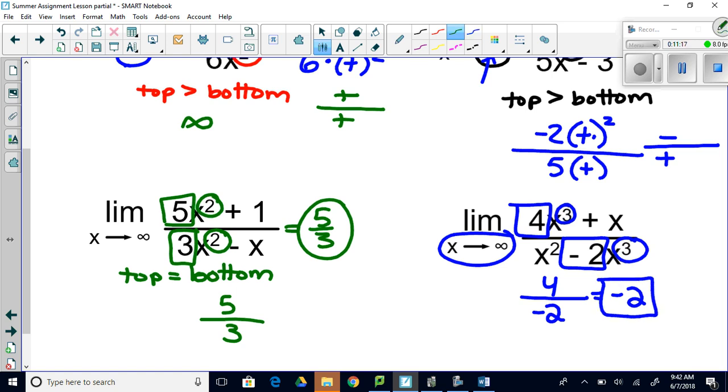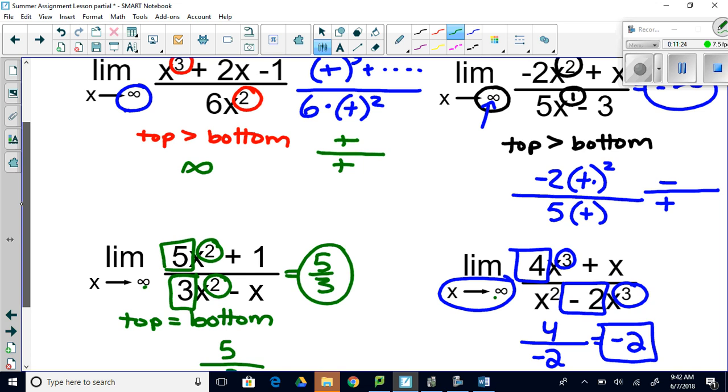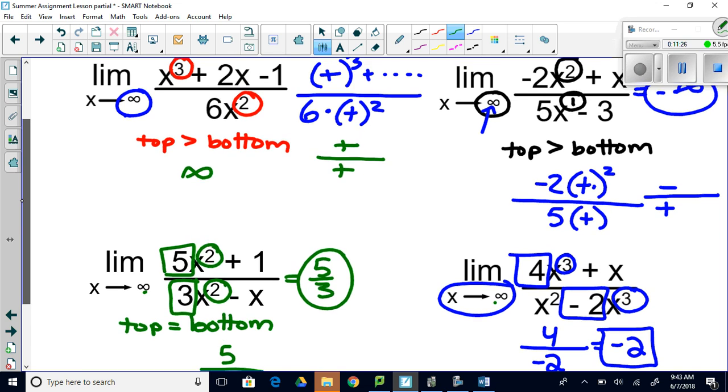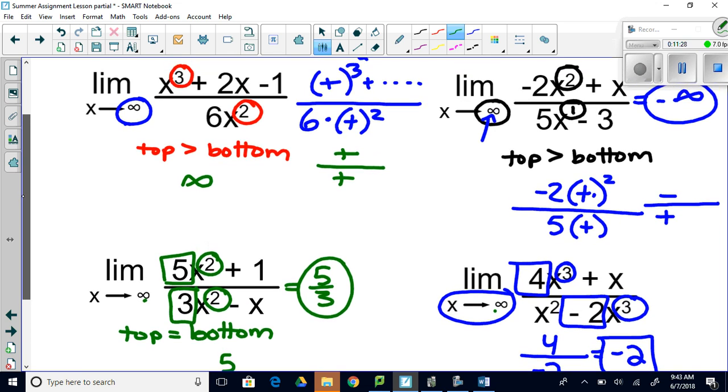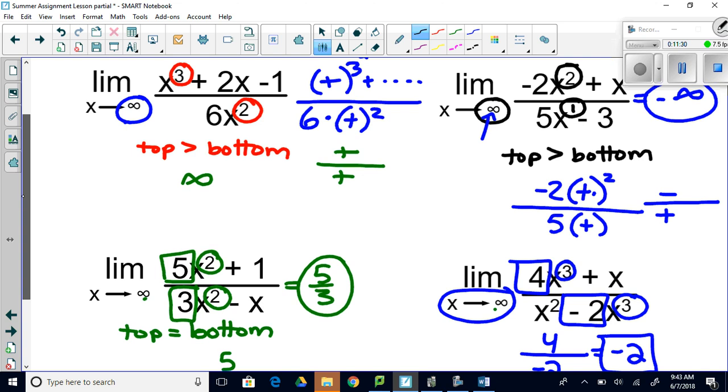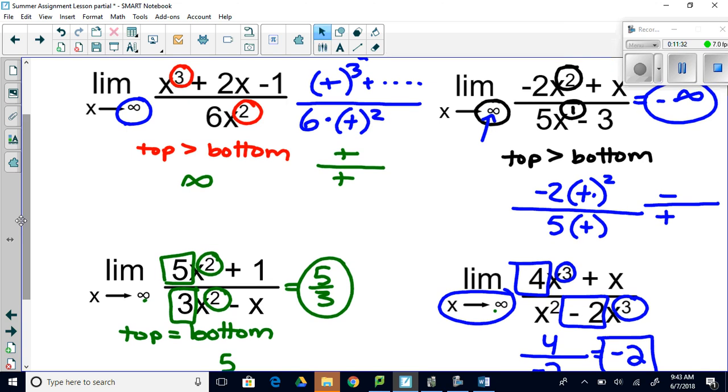In these two situations, if it's negative infinity, the answer is still the same. Up here, if it's negative infinity, our answer would be slightly different. So let's look at one other quick example. In this problem, let me just drag it down.